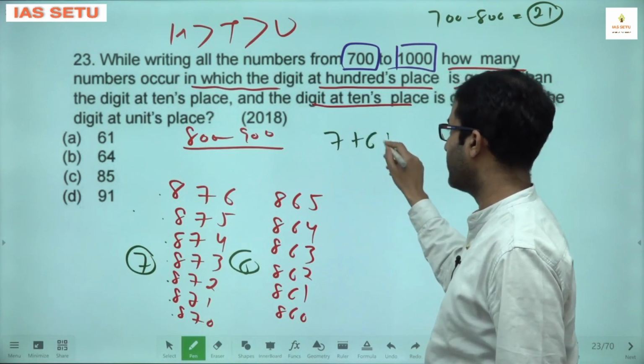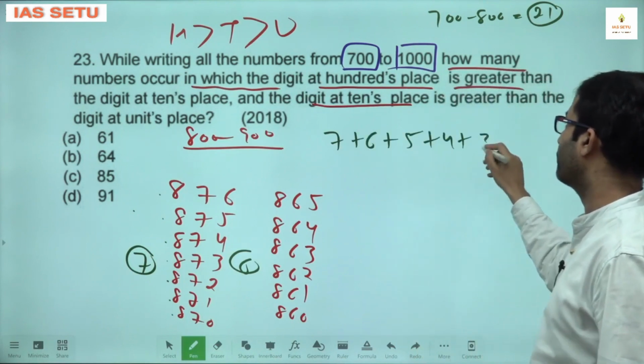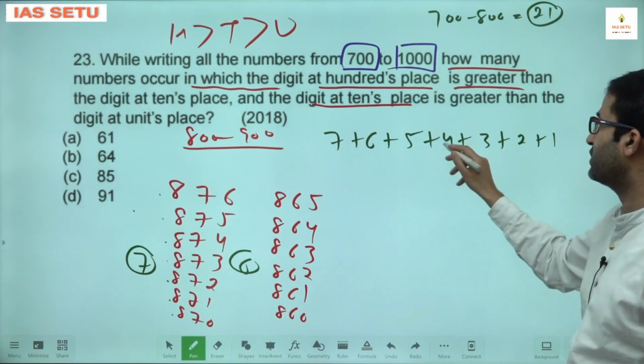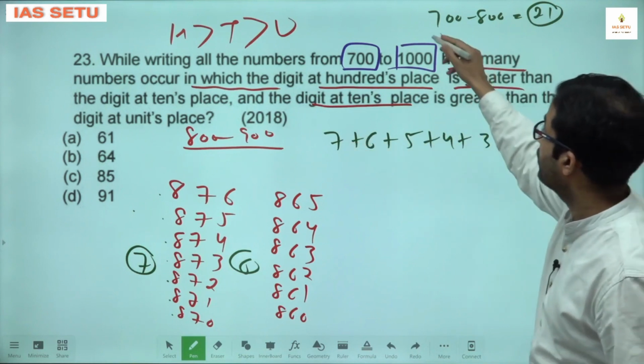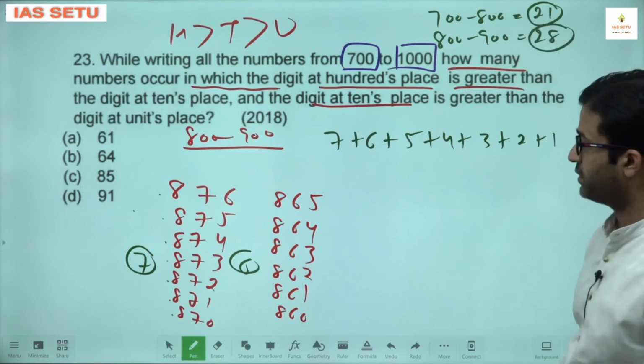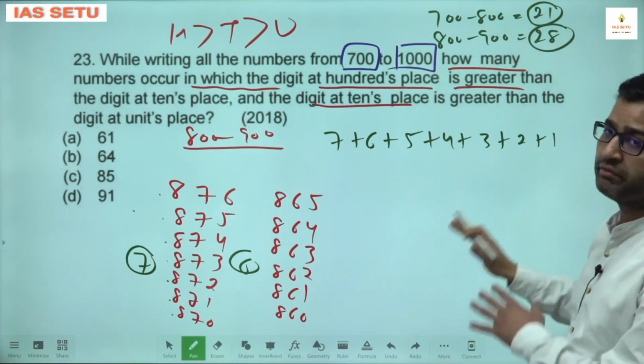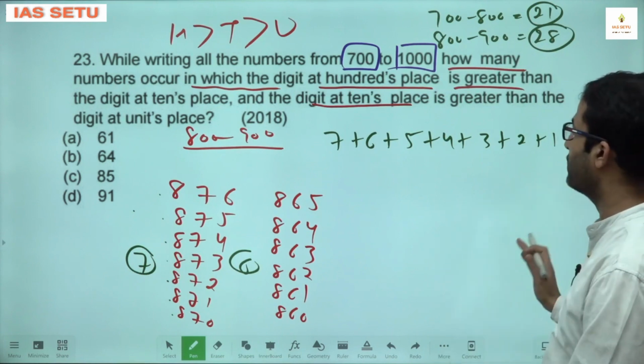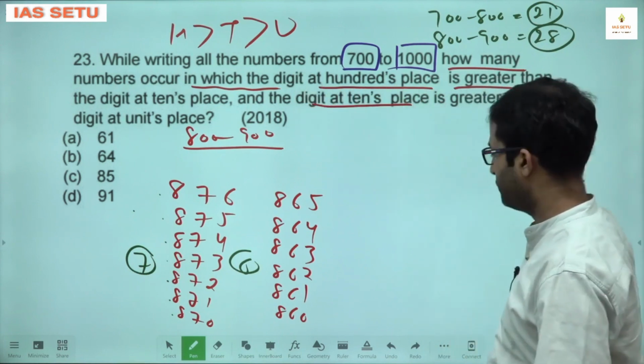7 plus 6, then 5, 4, 3, 2, 1. 3, 6, 10, 15, 21, 28. So between 800 and 900 we will get 28 such numbers. I repeat, between 900 and 1000 you will understand the concept. Just wait.